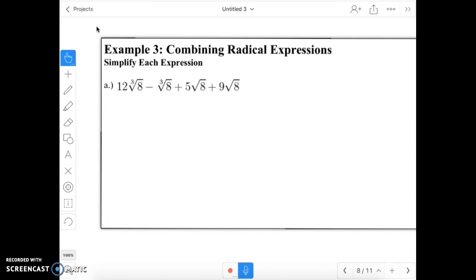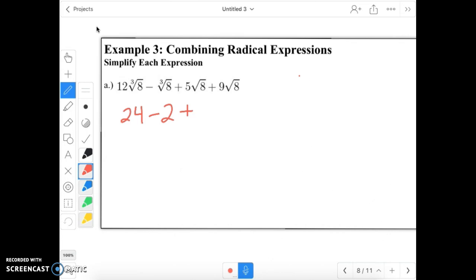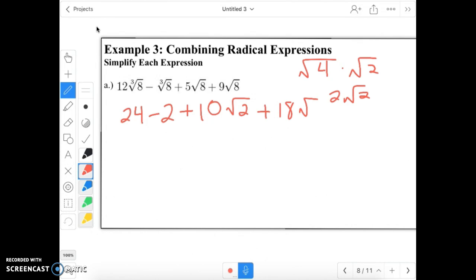All right, so if we're adding or subtracting these different things together, we know that the cube root of 8 is 2. 2 times 12 is 24, minus the cube root of 8 again, which is 2, plus, now the square root of 8 we're going to have to break down. I'm going to break that down into the square root of 4 times the square root of 2. The square root of 4 is 2. So I could take whatever number is out in front and multiply it by 2 root 2. So this first term is going to give me 10 root 2. And that second one, 9 times 2 root 2, will give me 18 root 2.